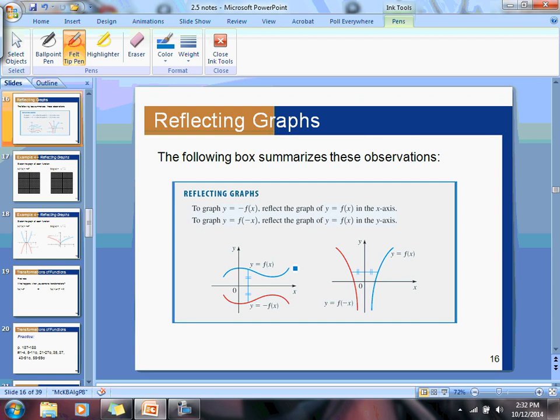And these are really good pictures to show the reflection. So this is being reflected over the x-axis. This other one's being reflected over the y-axis. So that table in the book does a really nice job of summarizing that information.